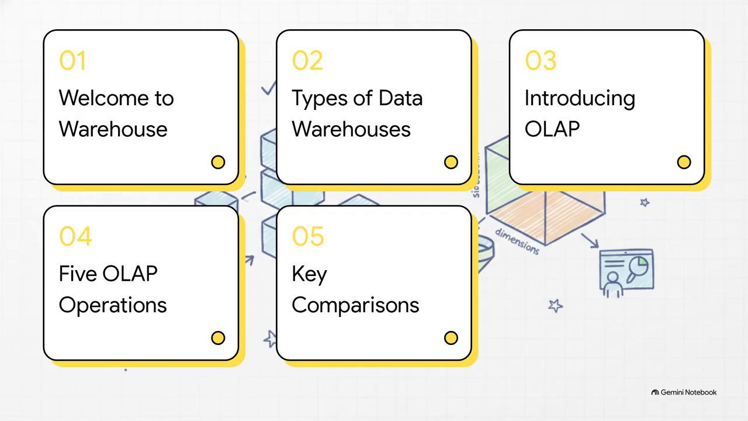Okay, let's dive right into this. Here is our syllabus for today. First, welcome to the warehouse. Then, types of data warehouses. Third, introducing OLAP. Fourth, the 5 OLAP operations. And we'll wrap up with key comparisons and takeaways. We're going from the massive macro view all the way down to micro-level data manipulation.